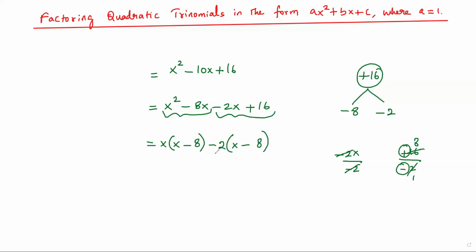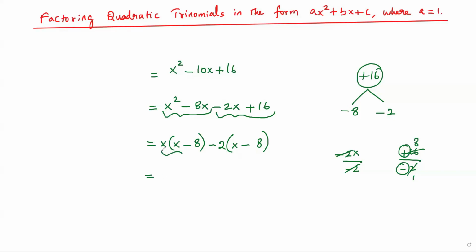So we can recheck, that is, we can distribute this negative 2 to this one and this one. So we must be getting what we have over here. When I distribute this negative 2 to this x, it will be negative 2x. And when I distribute this negative 2 to negative 8, it will be positive 16. So what we have done so far is correct.